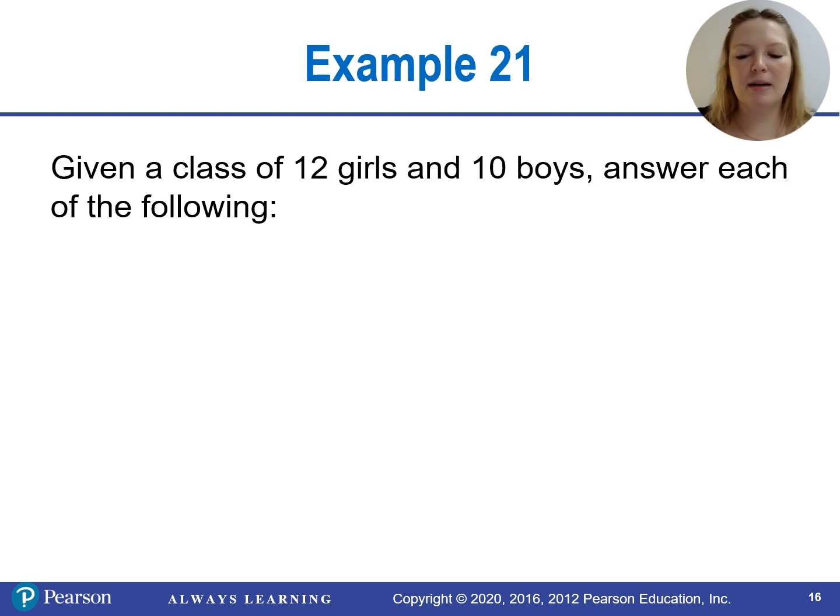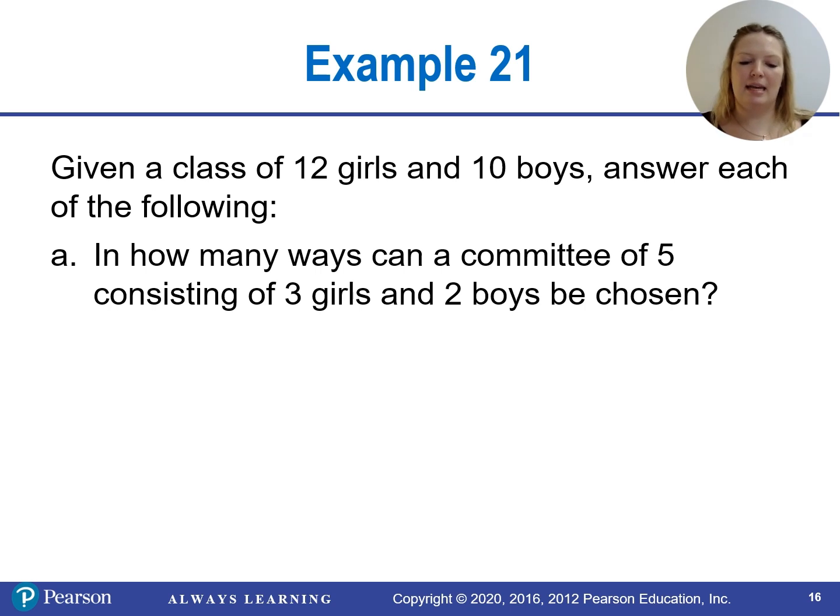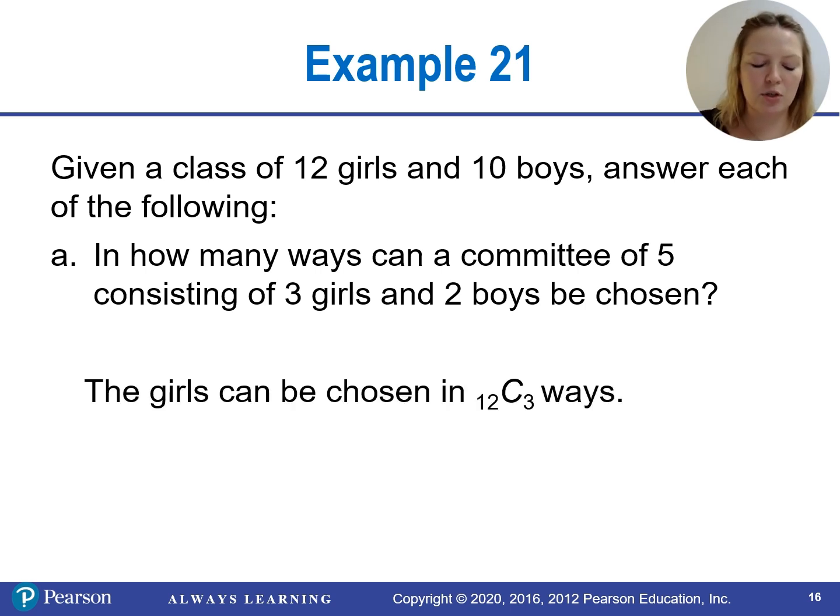All right, so if we think about an example where we have 12 girls and 10 boys in a class, we might want to know how many ways a committee of 5 with 3 girls and 2 boys can be chosen. So we can think about how many ways we can choose 3 girls and how many ways we can choose 2 boys. The 3 girls can be chosen in 12 choose 3 ways, and this comes from having 12 girls in the class and choosing 3 of them.